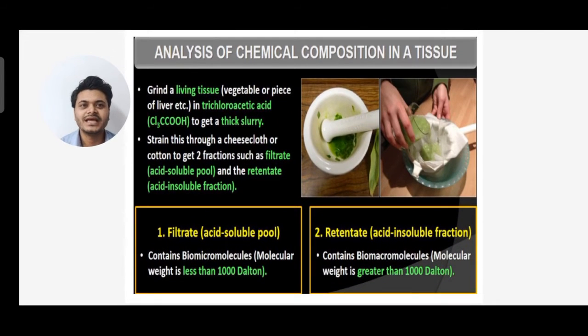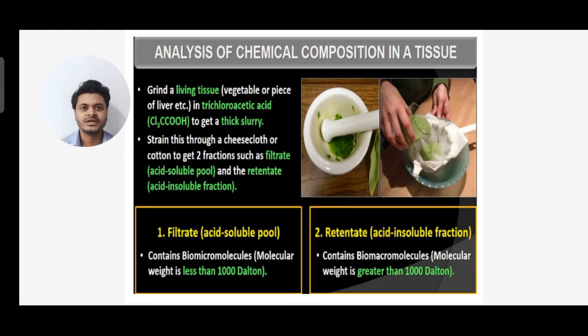Now, how can we analyze the chemical composition of a tissue? That means, in a tissue, what chemical compounds are there? We'll do one experiment. Here, first we'll grind a living tissue. It can be a vegetable or a piece of liver, etc. And now in that ground tissue we add trichloroacetic acid to get a thick slurry.